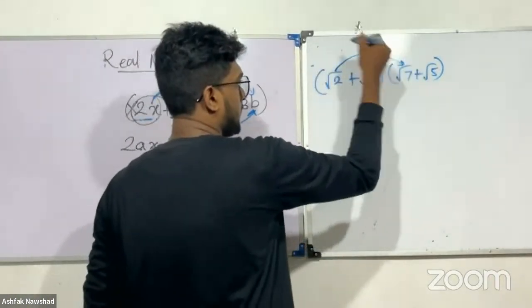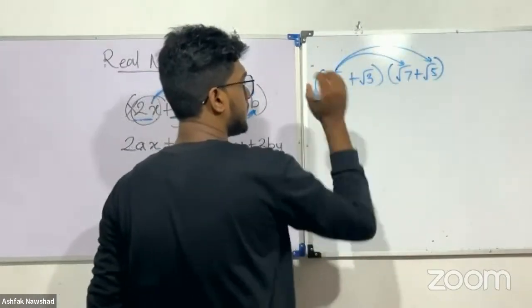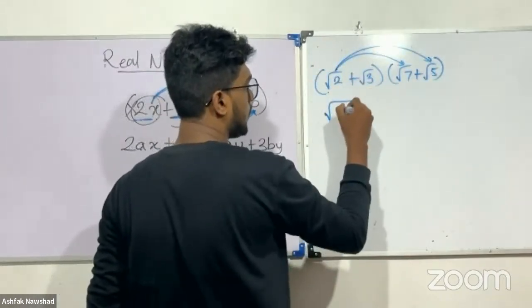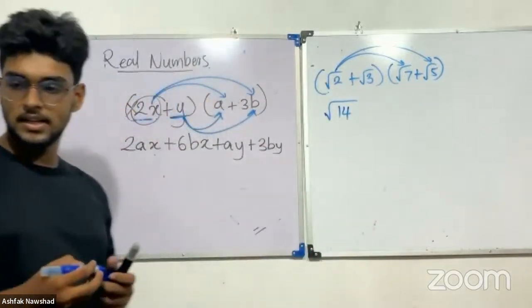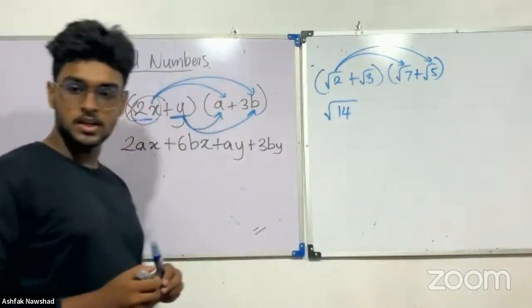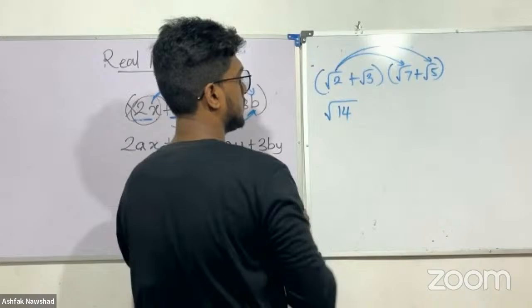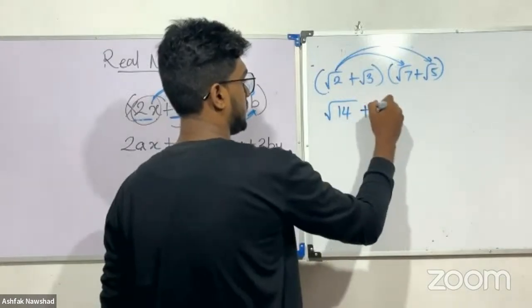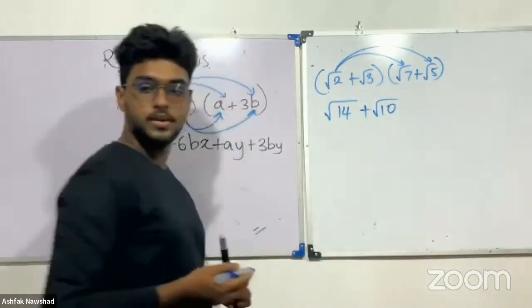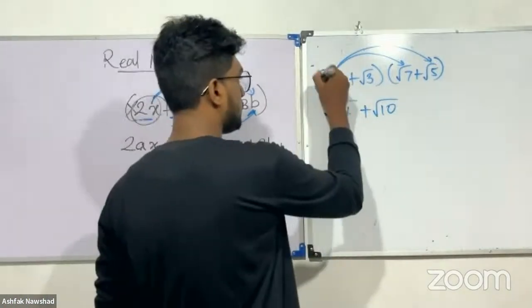From root 2, I'm going to multiply these two. Root 2 times root 7 is root 14. You get it? 2 times 7 is 14. Root 2 times root 5 is root 10. Now the job of root 2 is done.